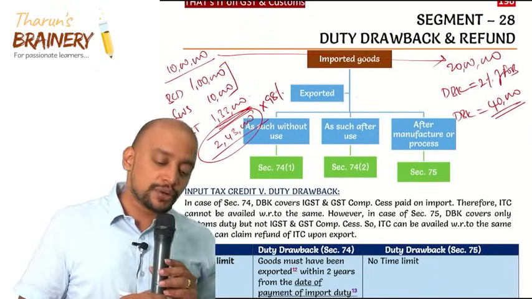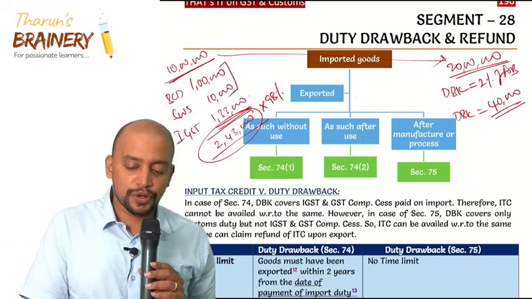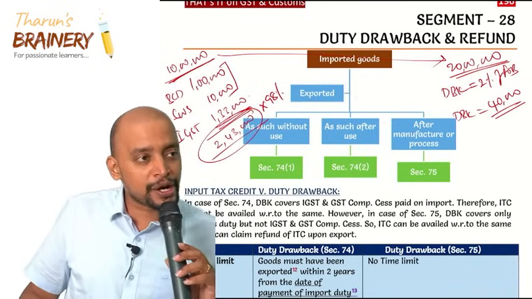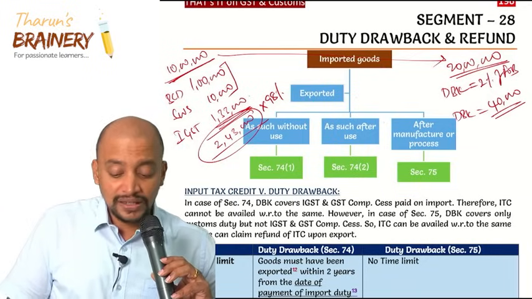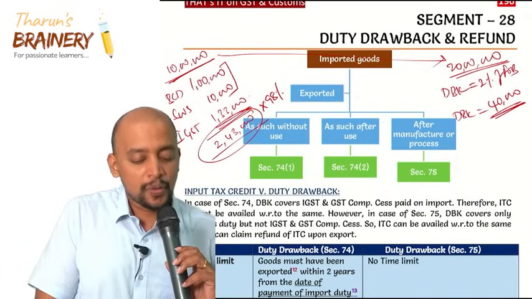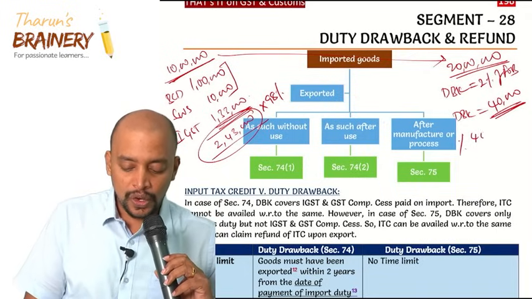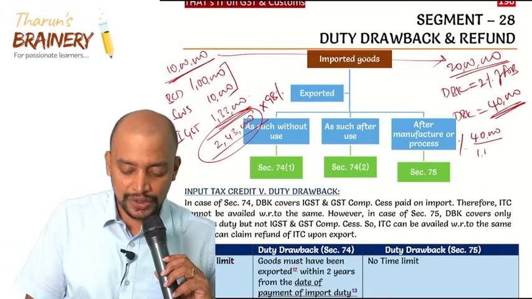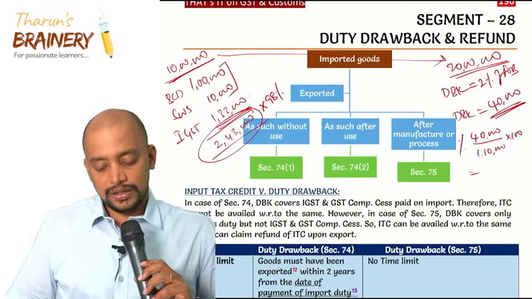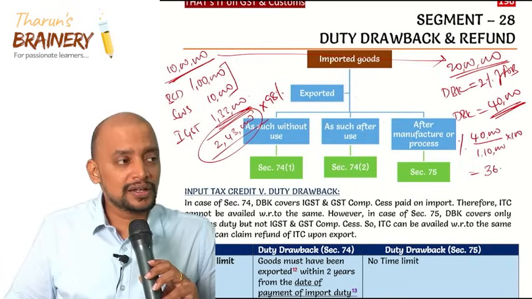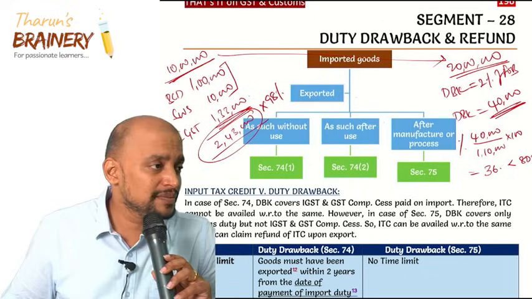We are importing the goods for 10 lakhs. Using these imported goods, we are making the export of finished goods. How much is the duty drawback that we are getting? 2% of FOB, that is 40,000. This 40,000 covers what? 1,10,000. What is the percentage of 40,000 over 1,10,000? How much percentage? 36 point. So which is less than 80%, correct?